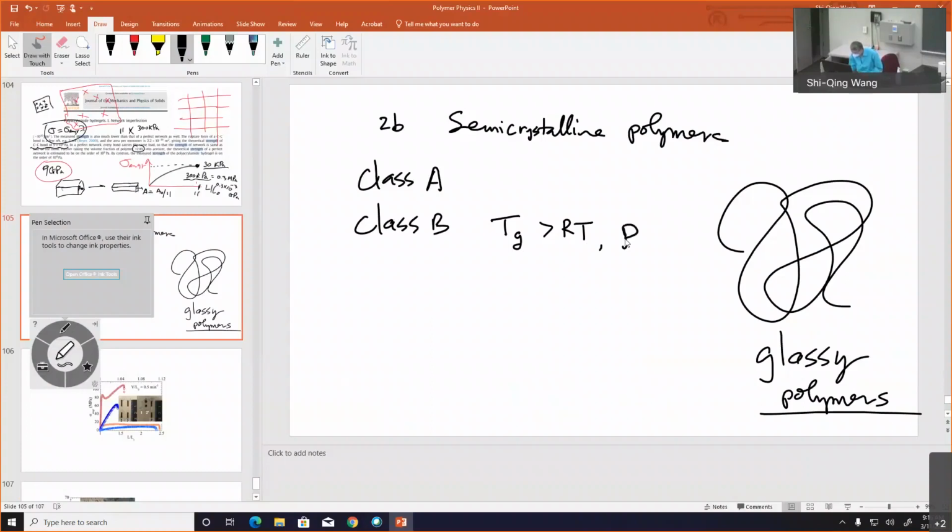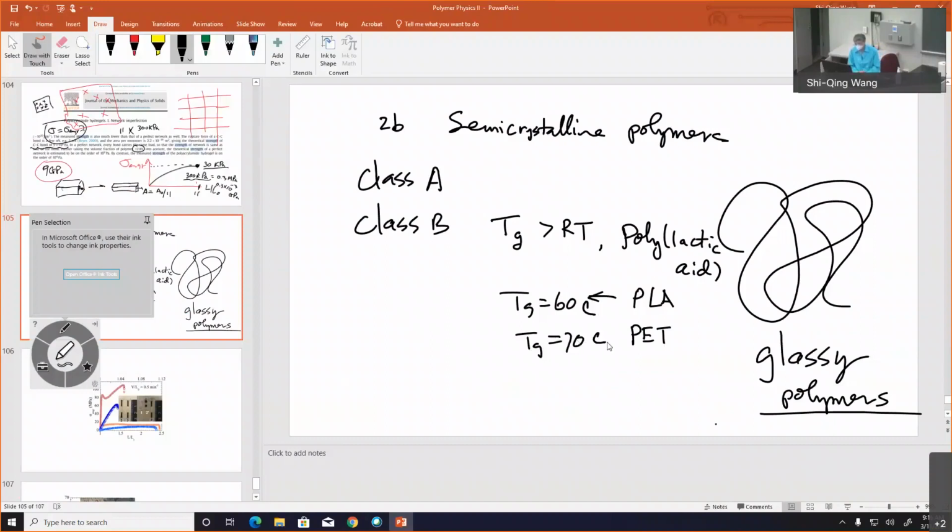Examples you can have is very well studied polylactic acid, we call it PLA. Another example, turns out we normally avoid crystallization of PET, which has a Tg of 70. So it's glassy. There are a few more. We looked at one that's EVA, ethylene vinyl alcohol. It has something around 50, 55. They're glassy.